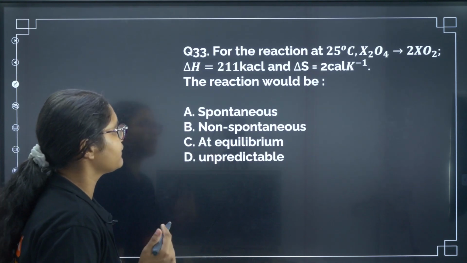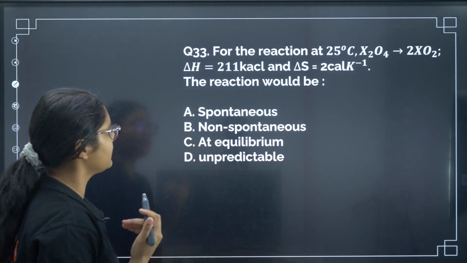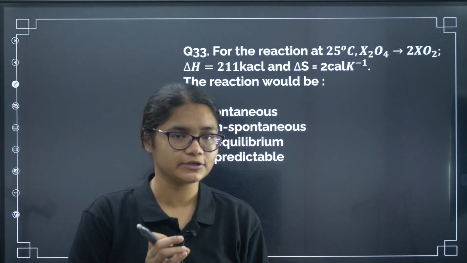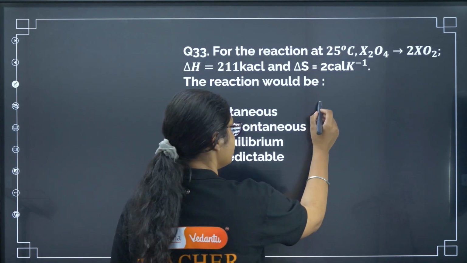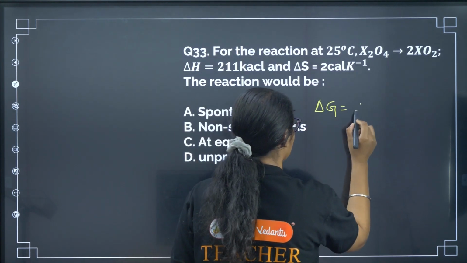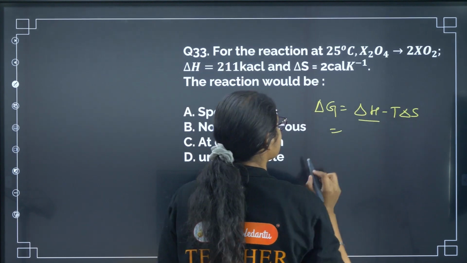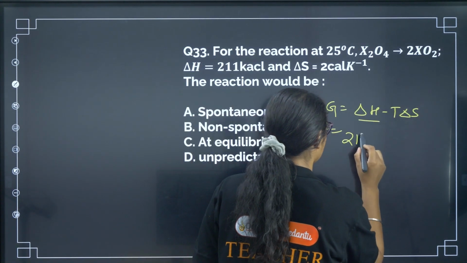For the reaction at 25 degrees Celsius, X2O4 gives 2XO2, delta H value is given, delta S value is given, we have to calculate the reaction. So the condition for the reaction to be spontaneous is delta G should be negative. And what is the formula for delta G? Delta G is equal to delta H minus T delta S, right? So delta H value is 211 kilocalories. So we can convert it into calories.